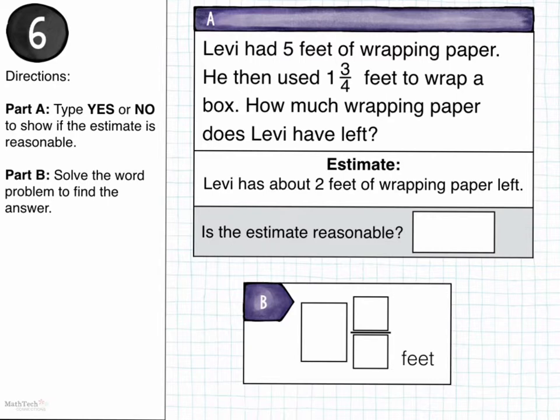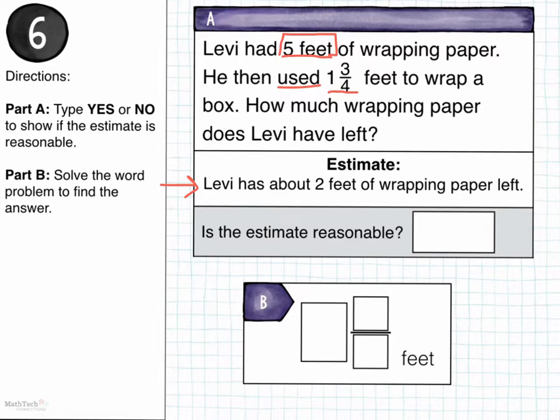So let's take a look at the problem that we have here. Levi has 5 feet of wrapping paper. He then used 1 3/4 feet to wrap a box. How much wrapping paper does Levi have left? When I think about this situation, I know that I'm starting with an amount and then I'm using some of that amount. So that's going to be a subtraction situation. Let's take a look at the estimate here. They've given us an estimate.